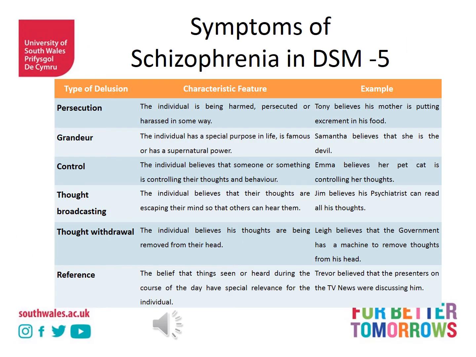Many separate types of delusions have been identified, and some of the most common are delusions of persecution, where the individual is being harmed or thinks they've been harmed or persecuted in some way; delusions of grandeur, where the individual believes they've got a special purpose in life; or delusions of control, where the individual believes that someone or something is controlling their thoughts and behaviour.